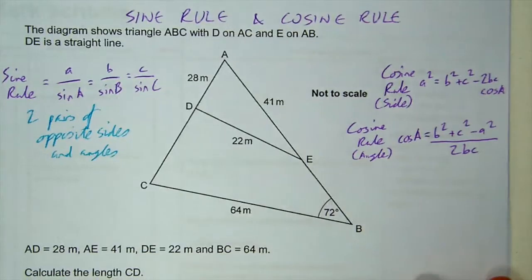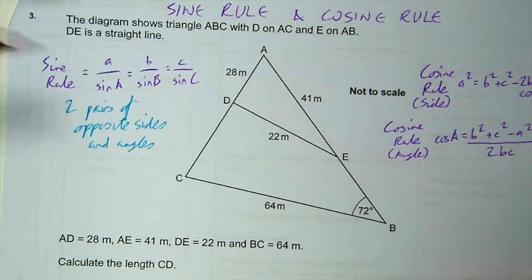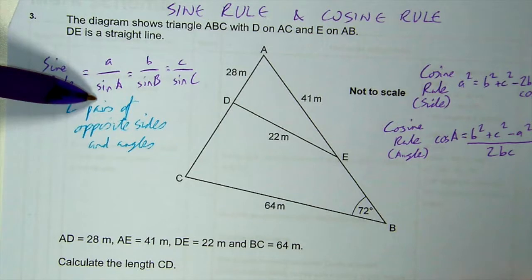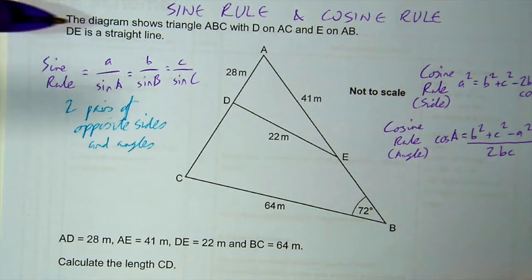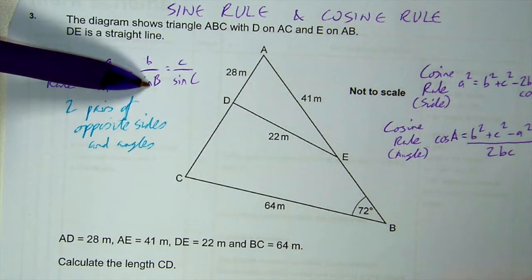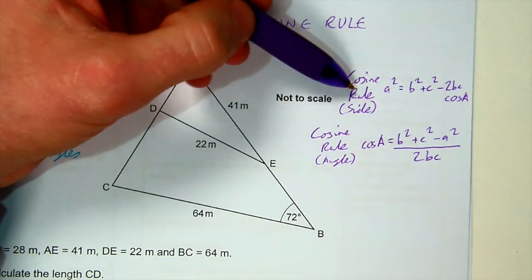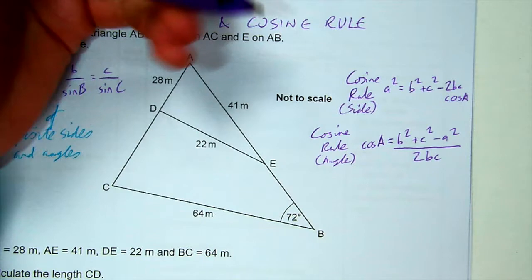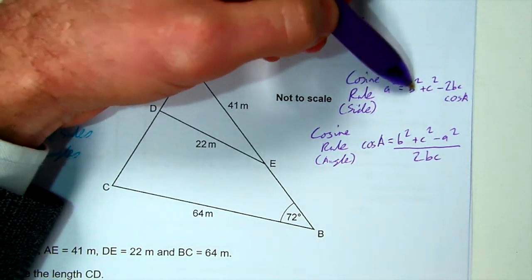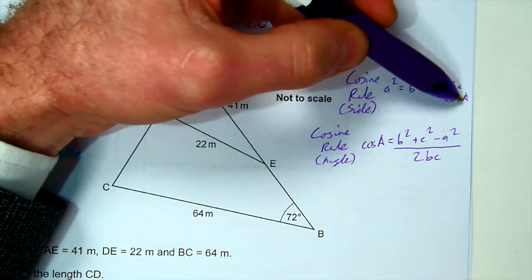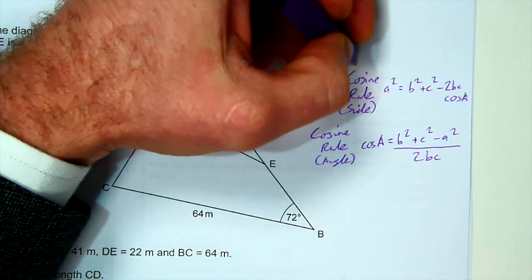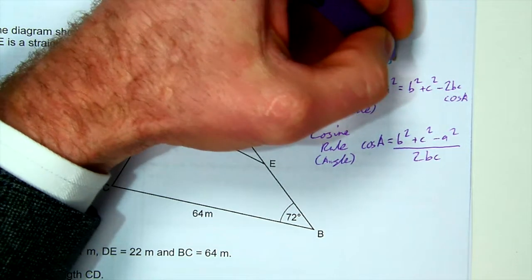Otherwise you can't apply this rule. So you need either a side and its angle and another side, or a side and its angle and another angle. To use the cosine rule to find the side, you'll notice within this, to find side A, you need the other two sides, B and C, and you need the angle A. So that means you need side, angle, side.